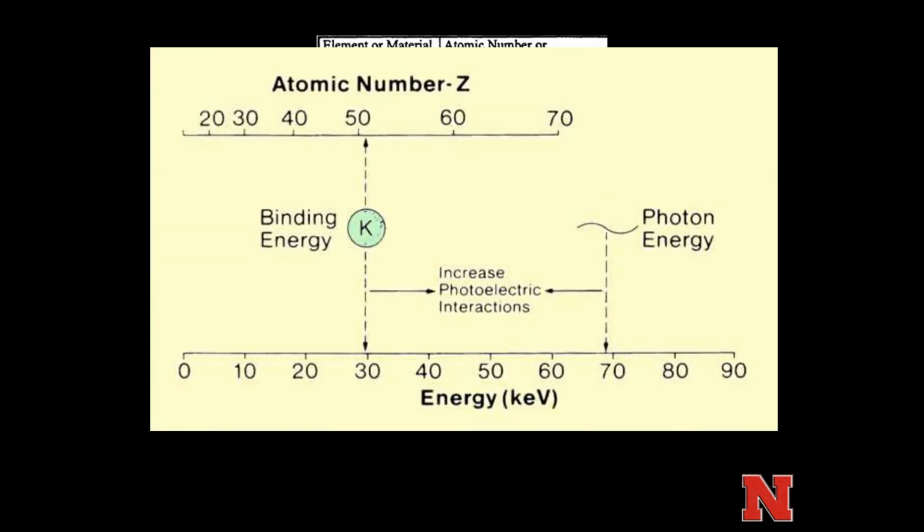Here's the atomic number graphed out in relation to the binding energy. So if you see iodine at 53, and their electron energy around 30, it just kind of graphs it out. And you can see there's a sweet spot of increased photoelectric interactions between 30 and 70 keV, which is, again, why we commonly use this energy level for diagnostic imaging.